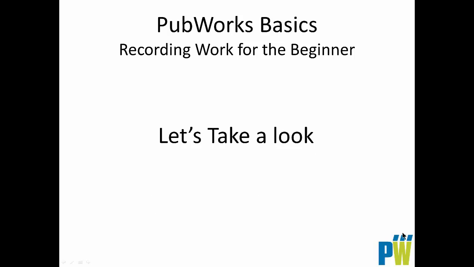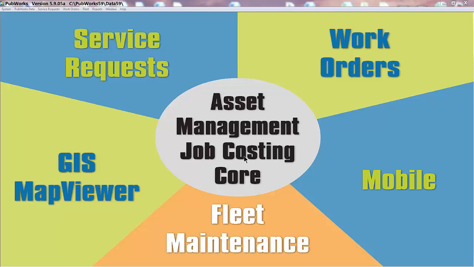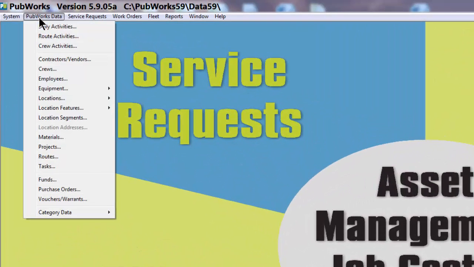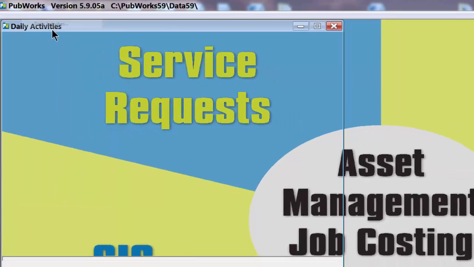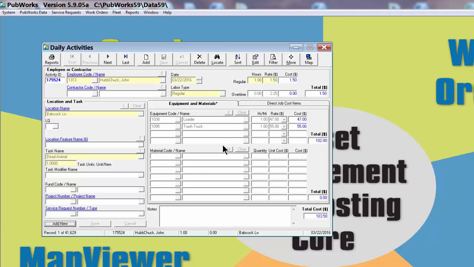So let's take a look. Here I have PubWorks open, and we're just going to go through the process of filling out a daily activity. So we go up to PubWorks Data, and of course you see daily and crew activities here. So I'm going to select daily activity. As you can see here, the activity screen's open, and it's showing me one of the records that was created back in March of 2016. So what we're going to do is create a new one. I'm going to add stuff, but I want to give you a quick tour of the buttons first.